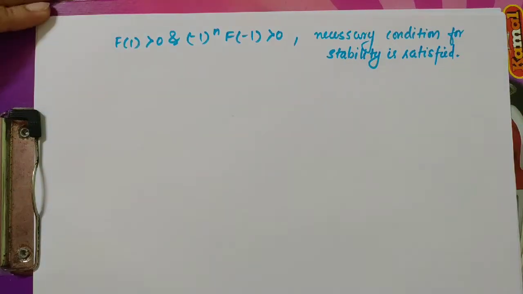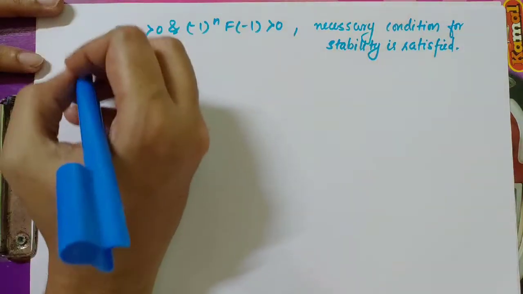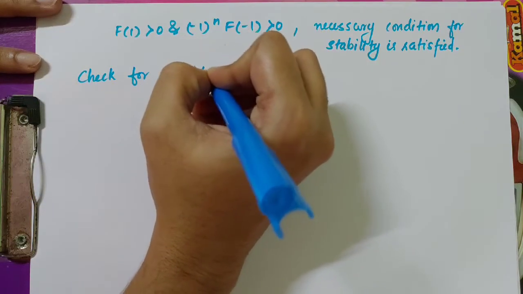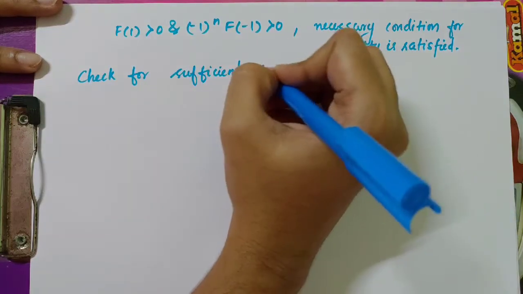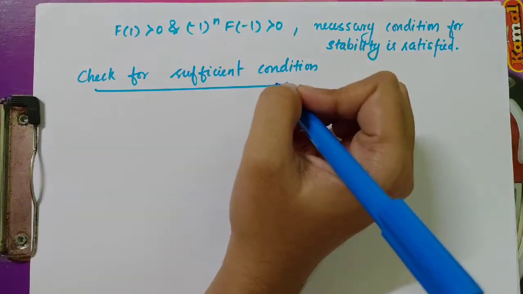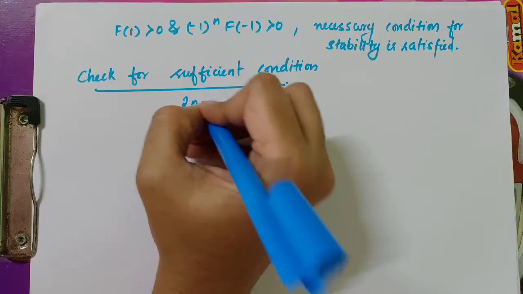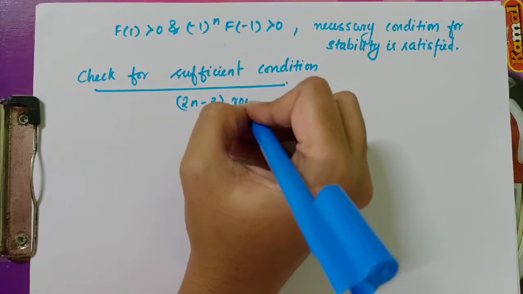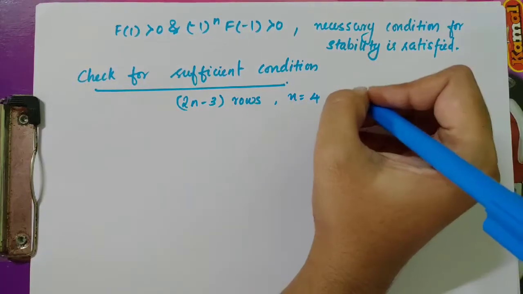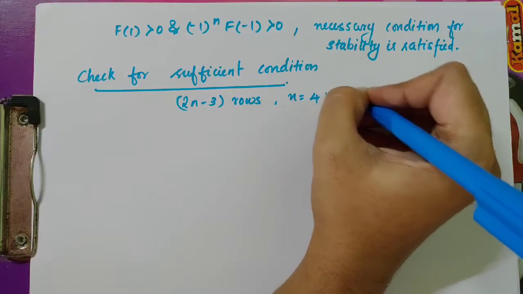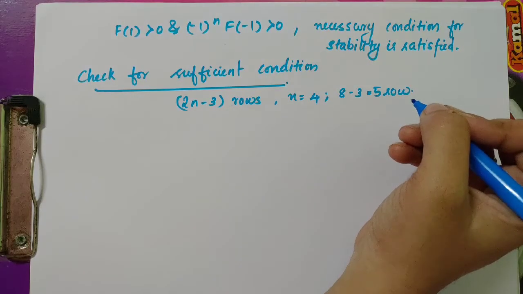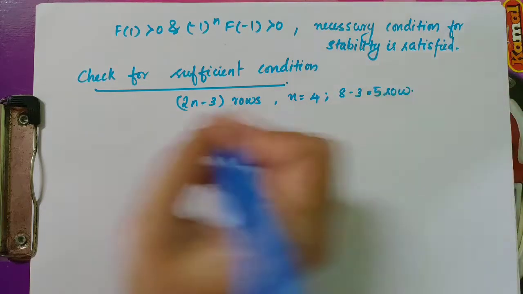Okay, next is the sufficient condition. What to do? Construct 2n minus 3 rows. Here n is equal to 4, therefore 2n minus 3 becomes 2 into 4, 8, minus 3, that is equal to 5 rows. So construct 5 rows, or construct a table with 5 rows.